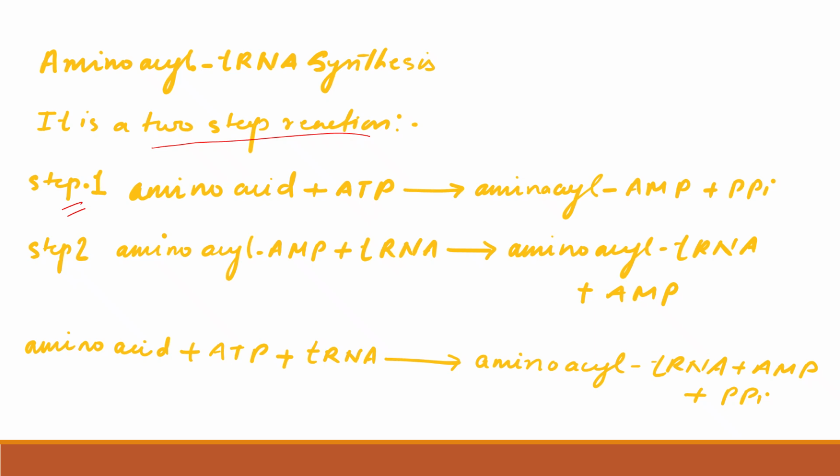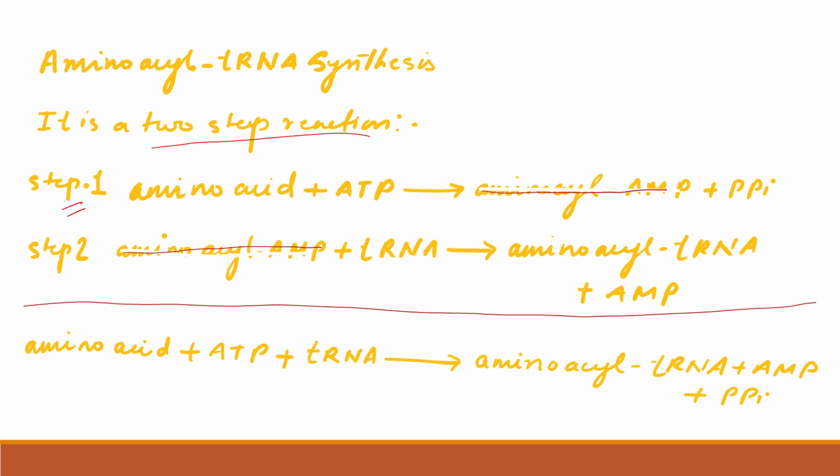Now, if you consider the sum total of these two reactions, what is happening is, on the left-hand side, amino acid, ATP, and tRNA are left, because this aminoacyl AMP is there on the left-hand side as well as the right-hand side. So this gets cut. This also gets cancelled because both are the same thing.